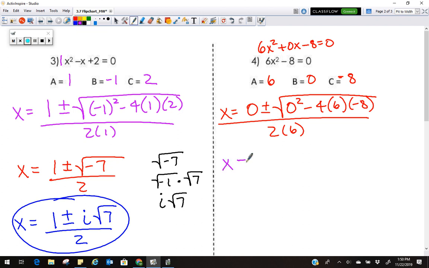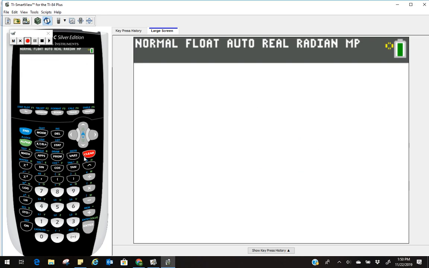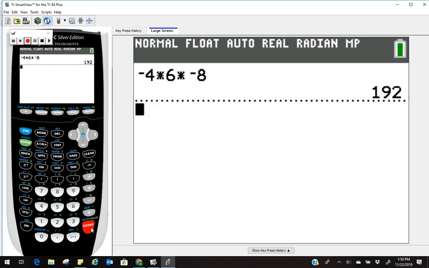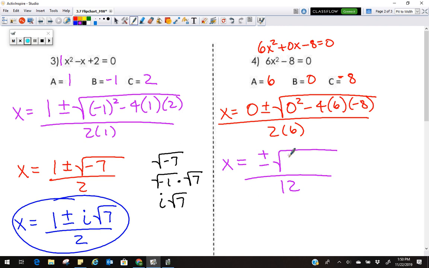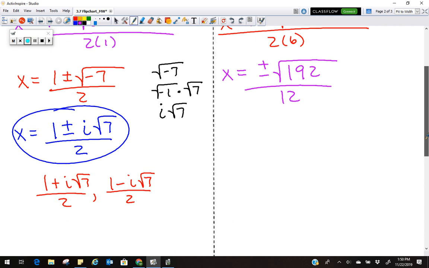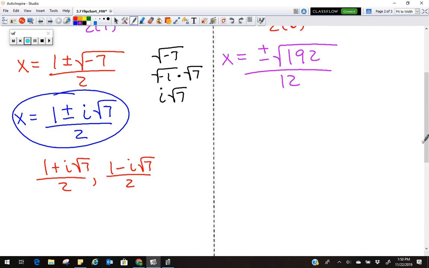Alright, x equals 0 plus or minus. I'm going to leave that off. That's just plus or minus. 0 squared is obviously 0. So I have -4 times 6 times -8. 192. Great. Nice big number for us. Alright, so 192.